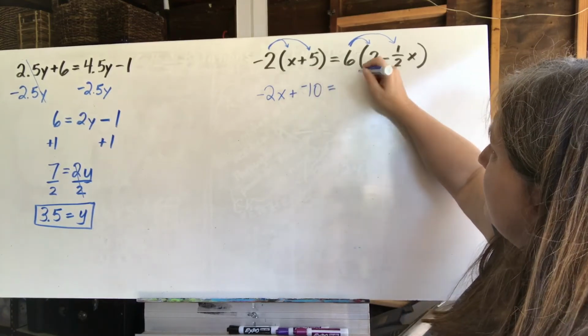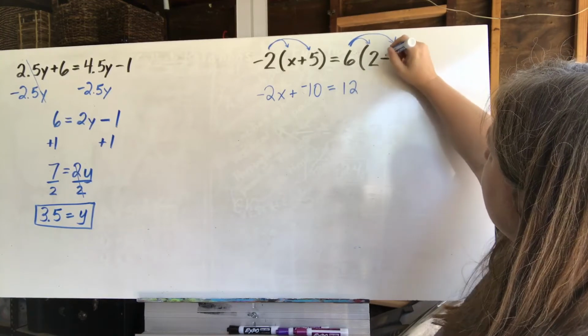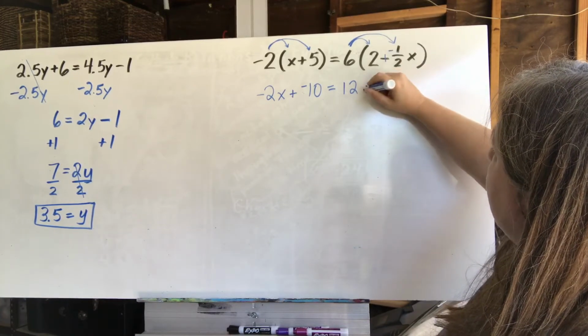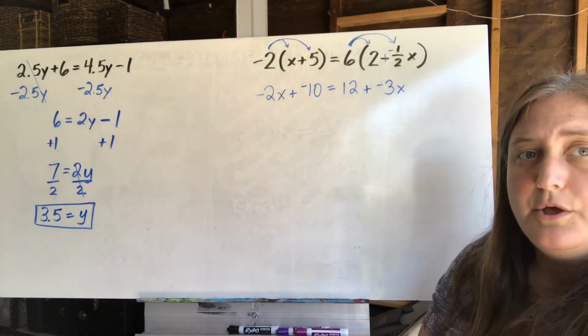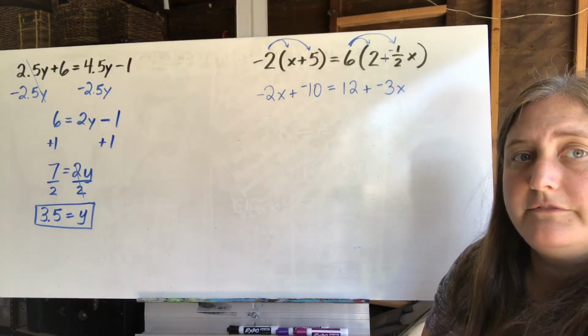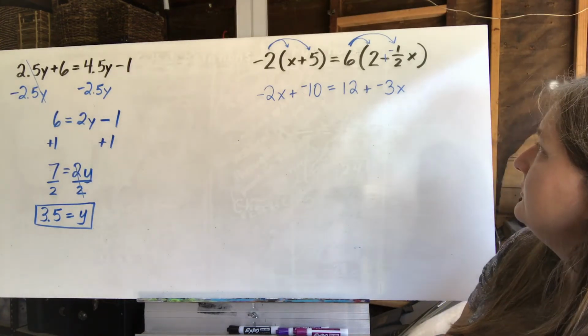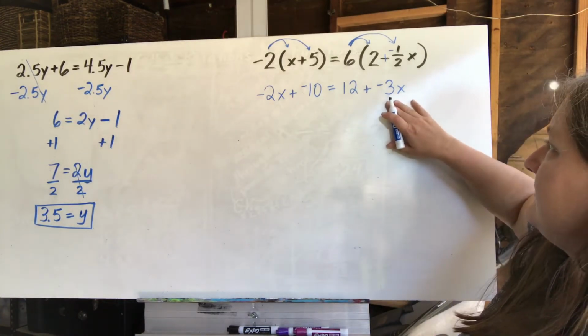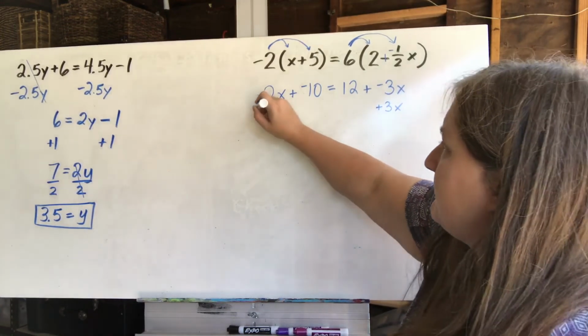Over here I'll have 12, so I should make this add the opposite, plus negative 3x. Okay, so I'm going to try to get my variable terms on the same side first. So I'm going to get rid of this negative 3x by adding positive 3x to both sides.